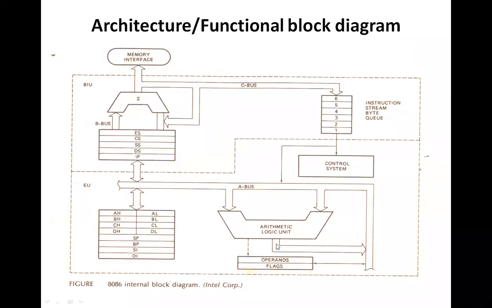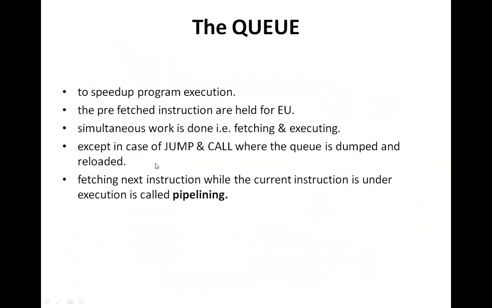So it will send this information to the bus interface unit. The bus interface unit will dump the instructions which were prefetched in the queue into the memory, in the stack. And then it starts fetching the instruction at the memory location whose address is given along with the jump instruction. So except in the case of jump and call, where the queue is dumped, and once the functionality is over, it is reloaded into the queue.